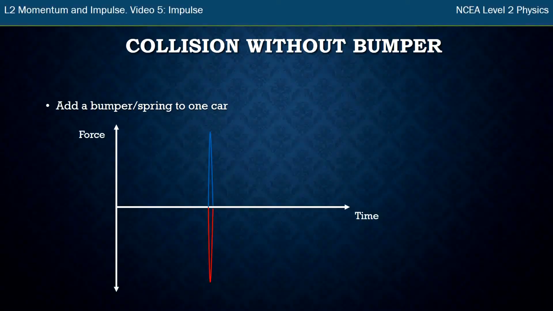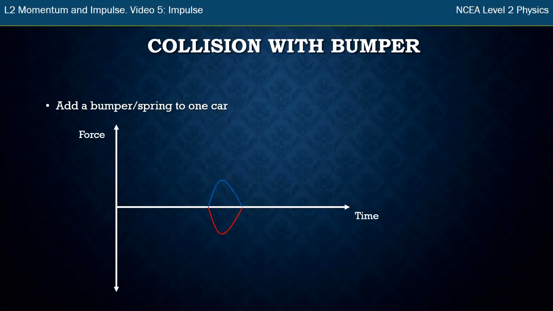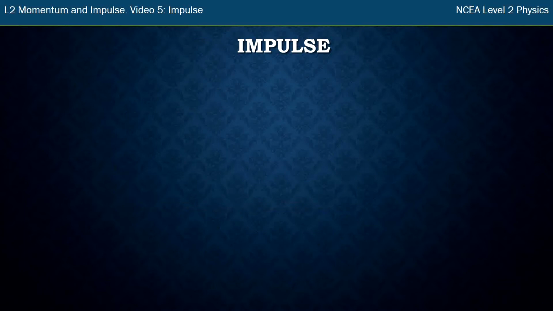Okay, so within that collision, when we hadn't added the bumper, we had a force diagram like this, two sharp peaks. When we added the bumper, what we saw was that the collision took more time. These forces are spread out over a larger time, and the peak force is less. The forces between the two cars are still equal. It's still a symmetrical diagram, but the peak forces are much less. So why is that?